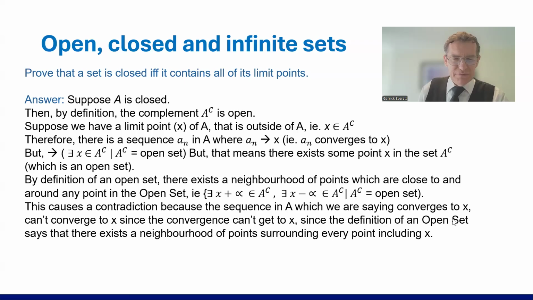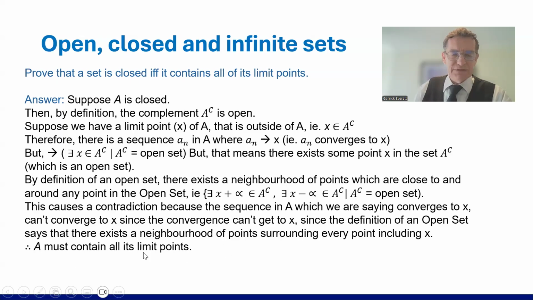But since the definition of open set says that there exists a neighborhood of points surrounding every point, including x, within that boundary, it would cross over the boundary. Let's imagine this imaginary boundary. It crosses over the boundary. The next thing it should hit is A, but it doesn't because it's surrounded by a neighborhood of points, since by definition of an open set, there's a neighborhood around every point. So therefore it actually can't converge to x. It hits something in that open set. So that's a contradiction. That can't happen.